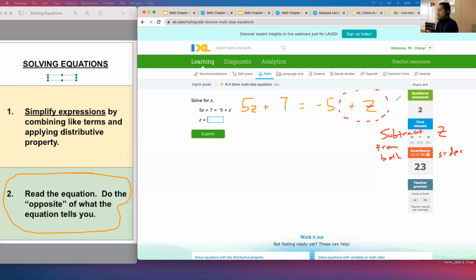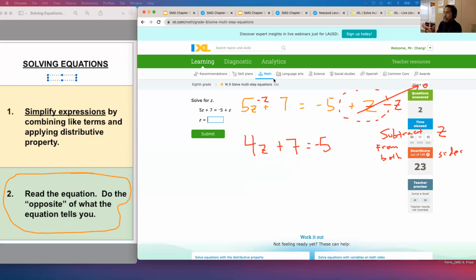So minus z and 5z minus z. 5z, take away 1z, leaves you with 4 z's plus 7 equals negative 5. Z minus z is just 0. See how they cancel out and you simplify? So I'm just left with 4z plus 7 equals negative 5.